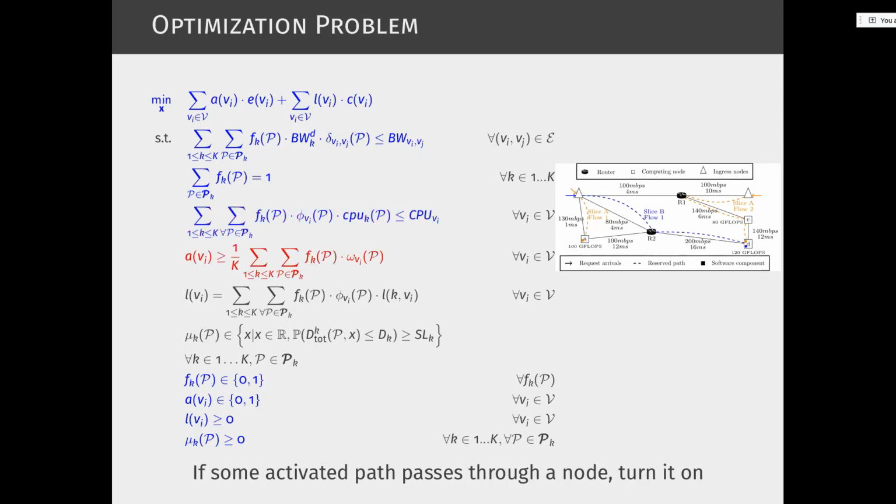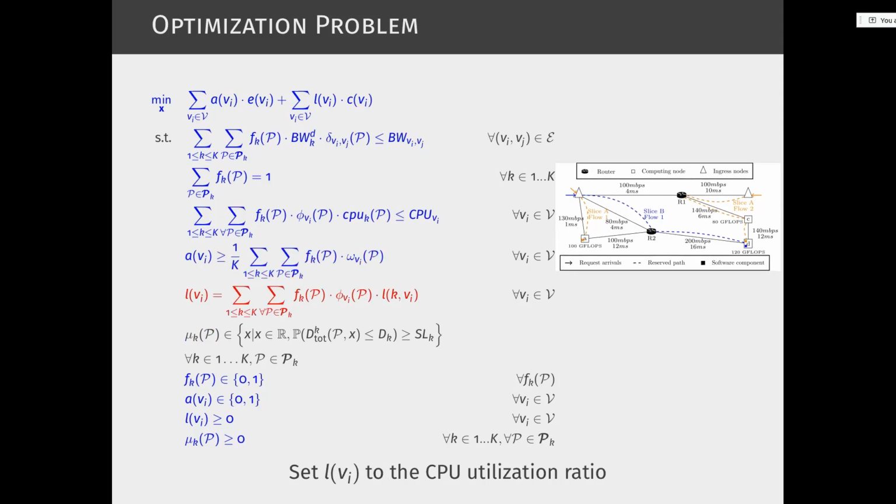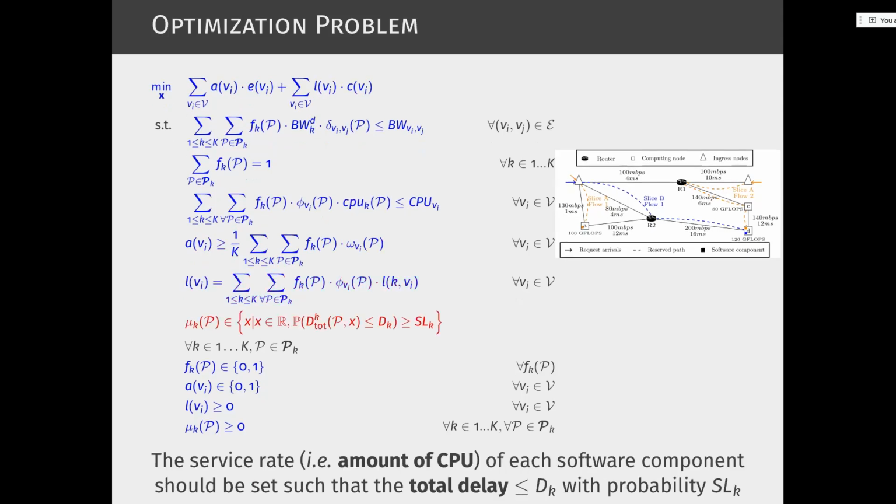This constraint just makes sure that the variable corresponding to activating a node is equal to 1 if that node is used. This formula is just for calculating the CPU ratio. I won't go through it that much. And the most interesting constraint here is that one.